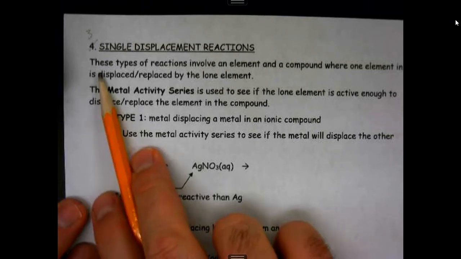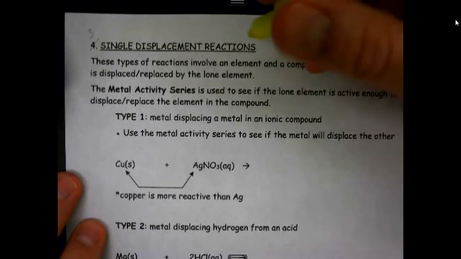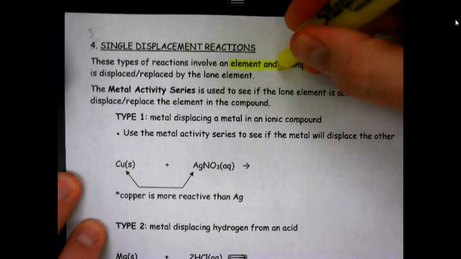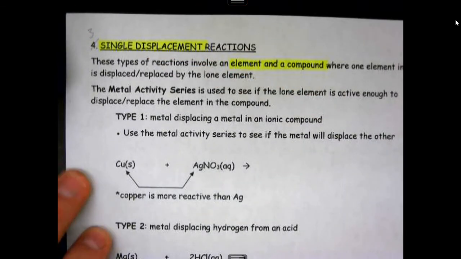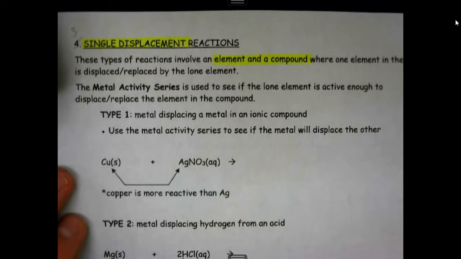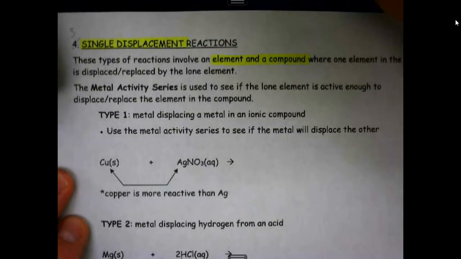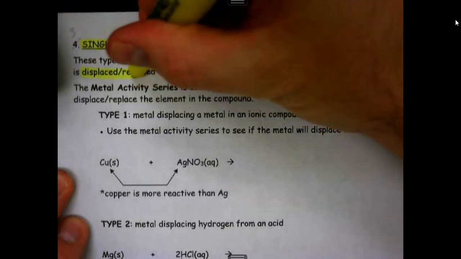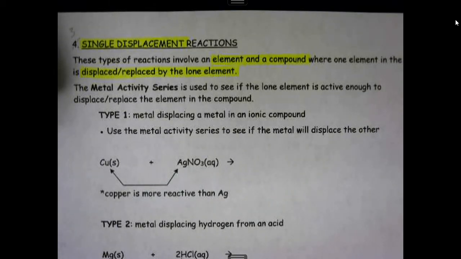Okay. So these types of reactions involve an element and a compound where one element in the compound is displaced or replaced by a lone element. So it's going to be an element and a compound. So if you see a single element and also a compound as reactants, you know it's going to be single displacement. And then what's going to happen is one of the elements in the compound is going to be displaced by the element that's by itself. Okay, and that's what single displacement means.